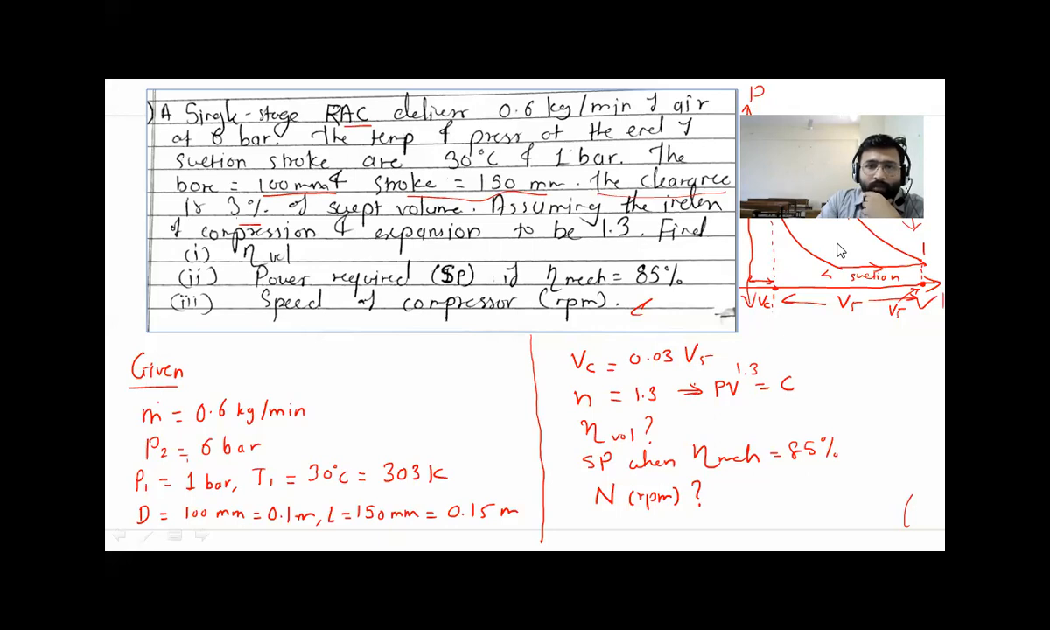Today we solve one more numerical related to single acting, single stage reciprocating air compressor. Then we'll see the actual indicator diagram, and then we'll move towards the multi-stage compression.